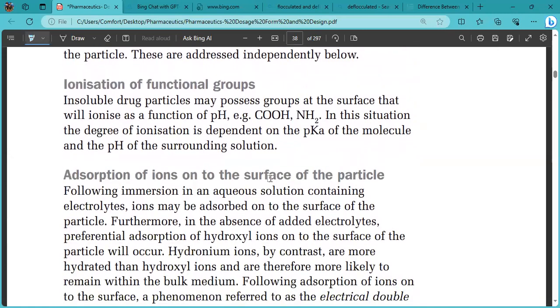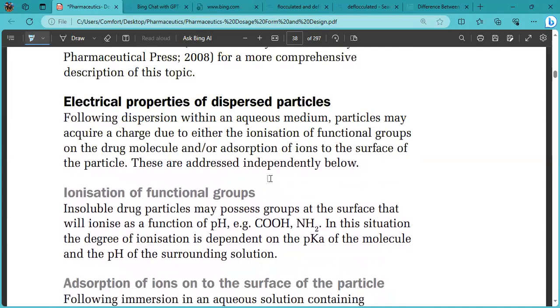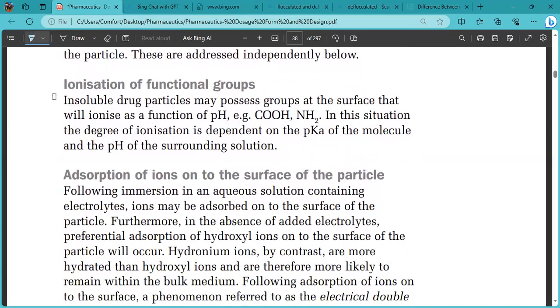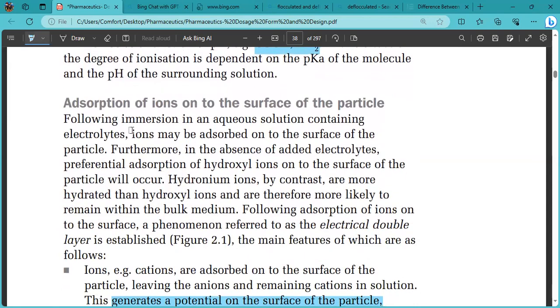Yeah, so the presence of charge or electrical properties could be due to two of the following. It could either be ionizable functional groups such as the carboxyl, the nitro, or the ammonia groups, which could form charge when in aqueous solution, or it could be as a result of adsorption of ions on the surface of the particle.